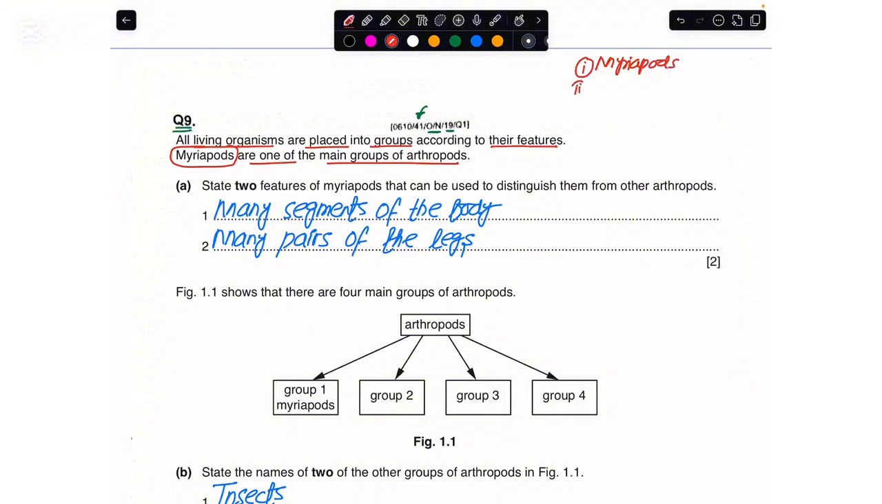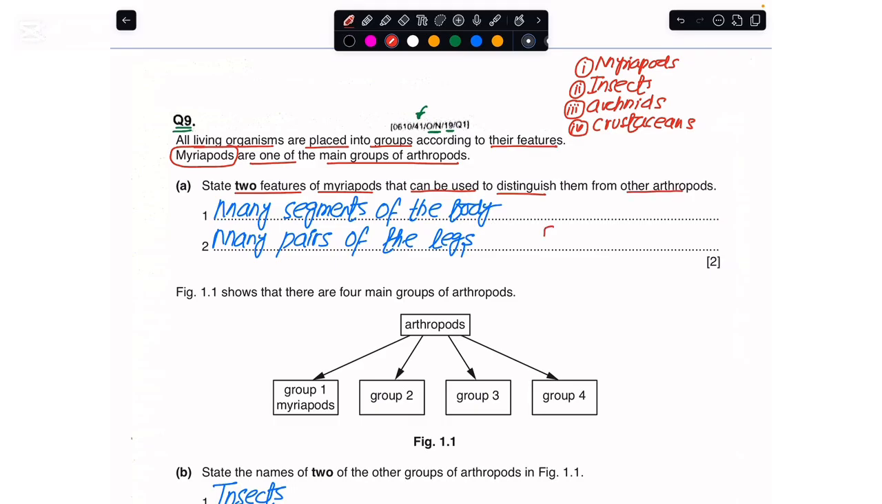Moving onward from the myriapods, the second one that we have with us is the insects. And then the third one among the arthropods is the arachnids. And the fourth one among the arthropods is technically referred to as the crustaceans. So for 2 marks, they say state two features of the myriapods that can be used to distinguish them from other arthropods.